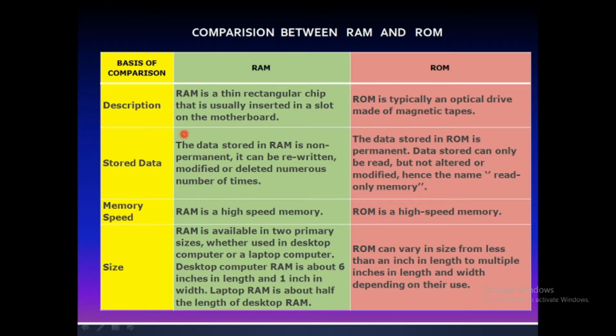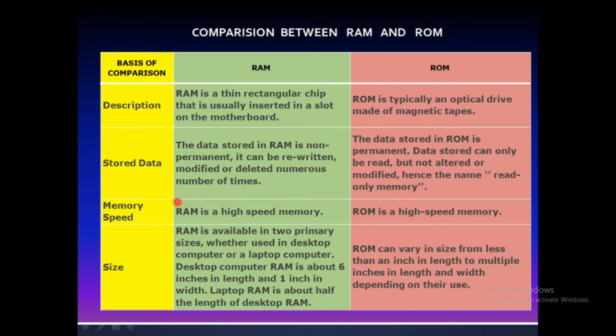Comparing the storage data, the data stored in RAM is non-permanent. It can be rewritten, modified or deleted numerous times, right? But in the case of a ROM, the data stored is always permanent. Once written, it's permanent. Data stored can only be read but not altered or modified. Hence the name read-only memory.